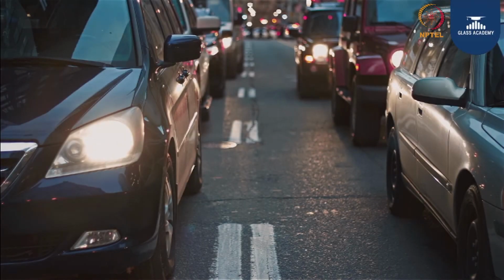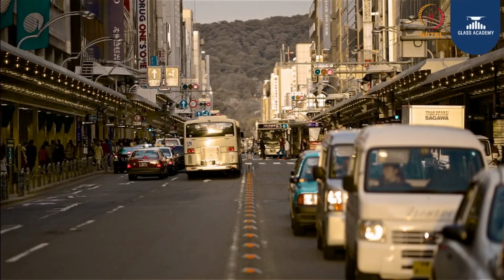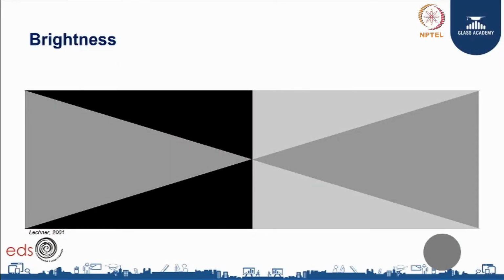Another example, you have car headlamps which are very bright at night. You feel you can't even look into them. And if you see the same during the day, you will not even notice that the headlamps are on. So that is the perception of a human being.